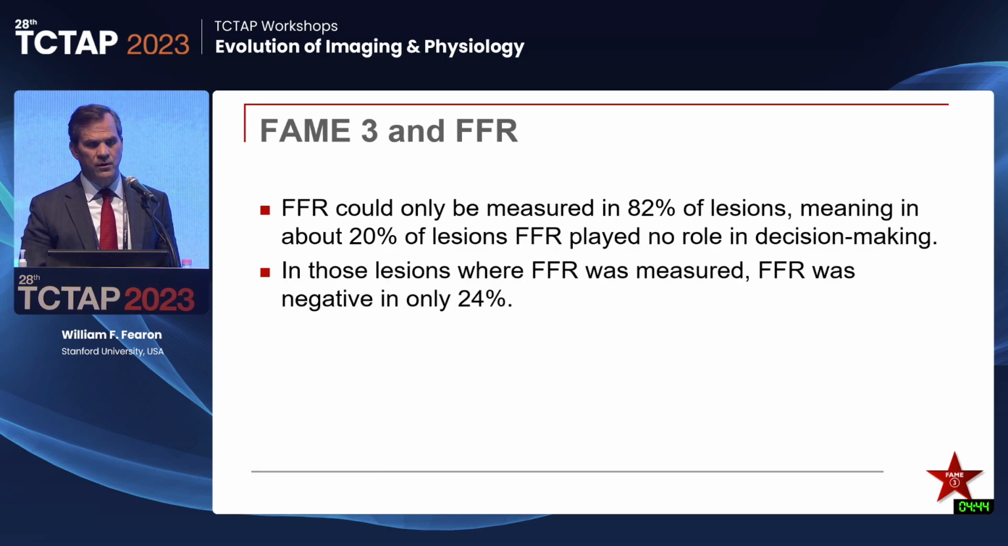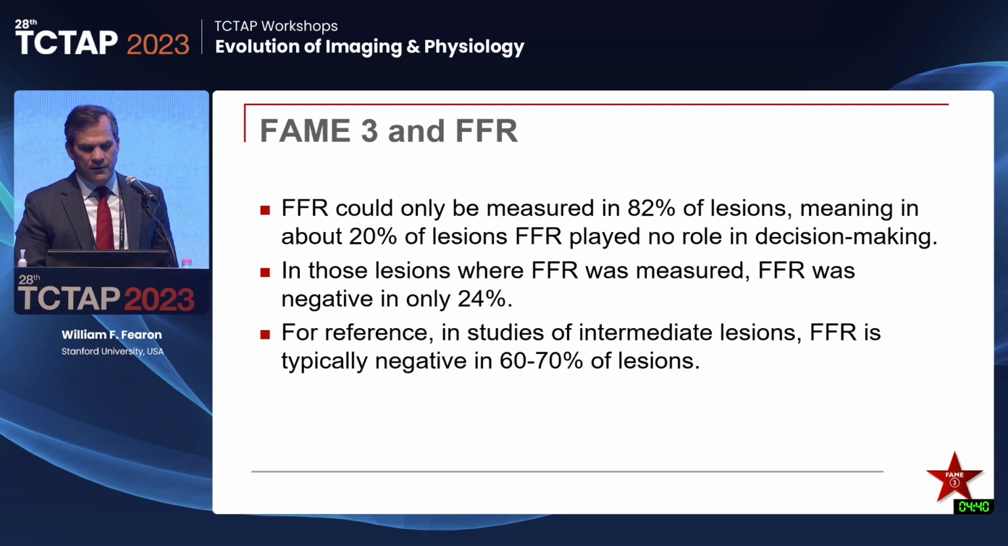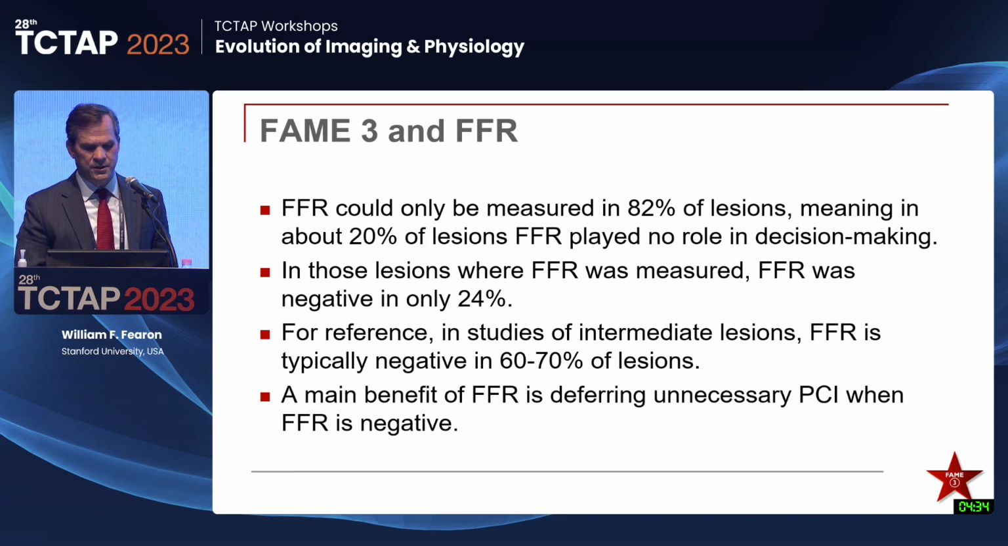In those lesions where it was measured, it was negative in only about a quarter. And for reference, in studies of intermediate lesions, FFR is typically negative in 60 to 70% of those lesions. And one of the main benefits of FFR is deferring unnecessary PCI when FFR is negative.